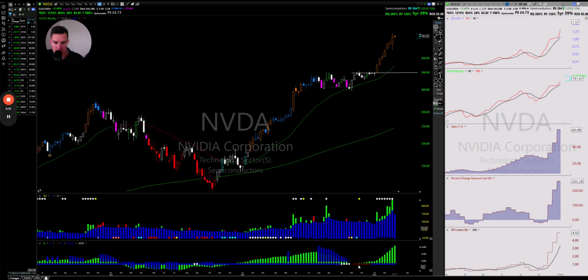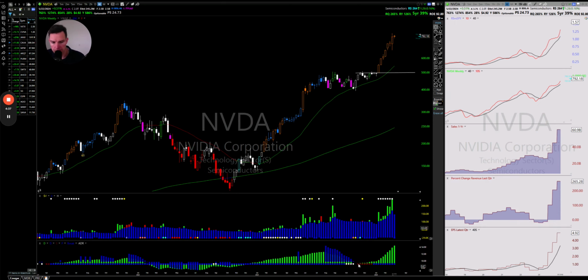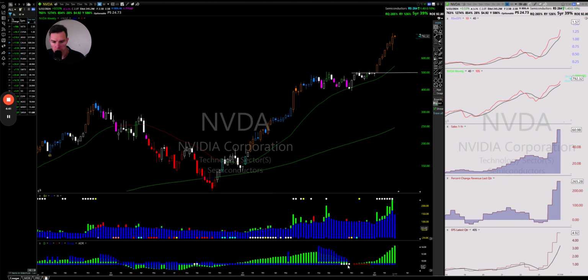Now the squeeze, this is my own version of it, of the what's his name, John Carter squeeze. It's pretty similar. I just have more colors that I built out. So white is as tight as it gets, black is medium, and red is a regular squeeze. So think of it as really tight, loosening up, and then it fires. Blue is when it fires.